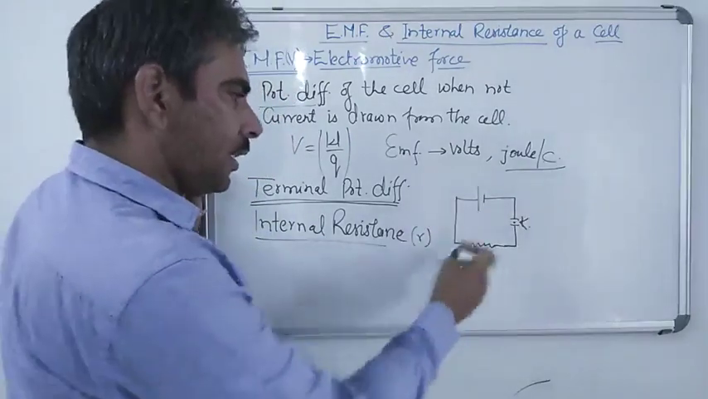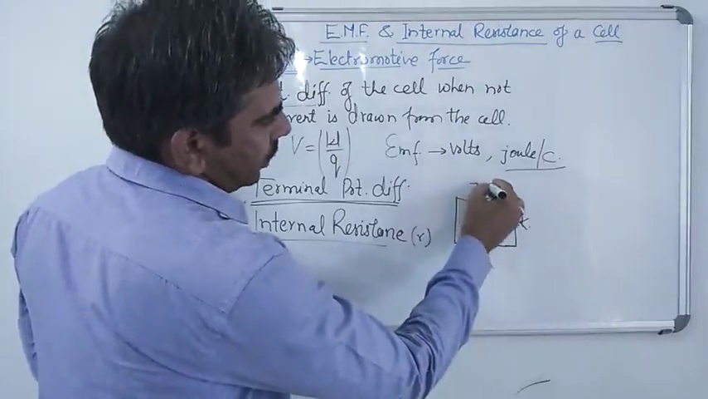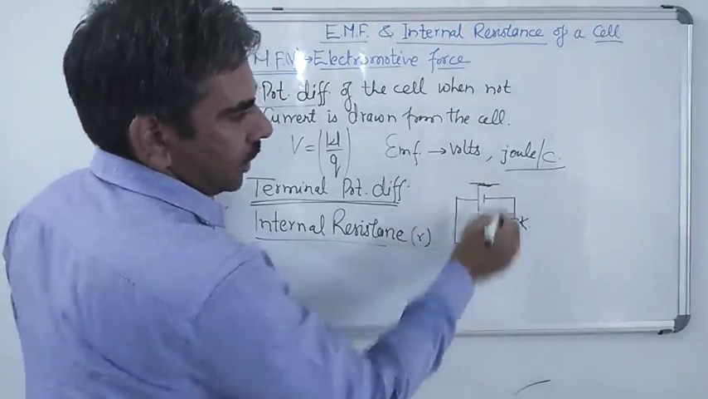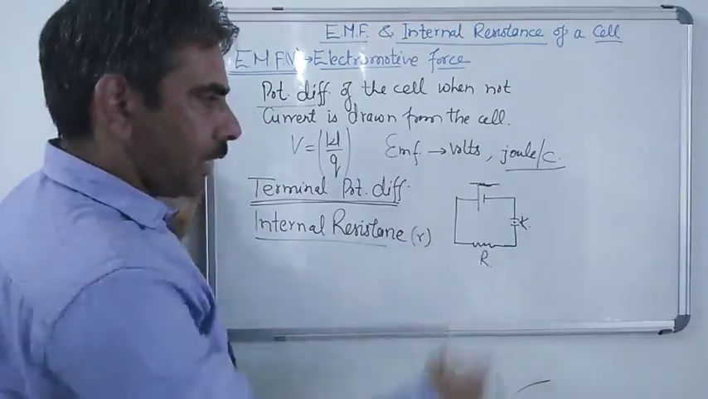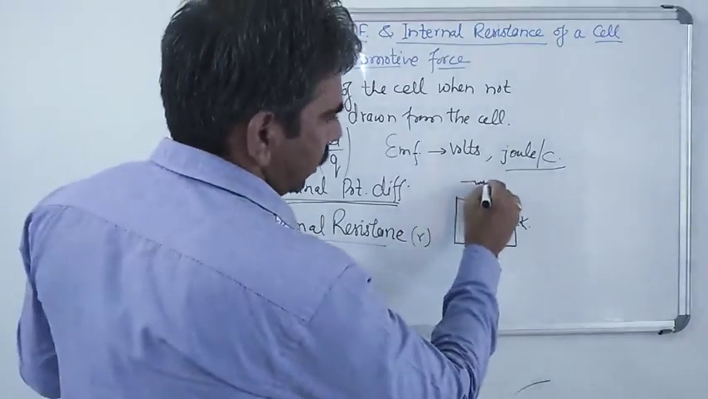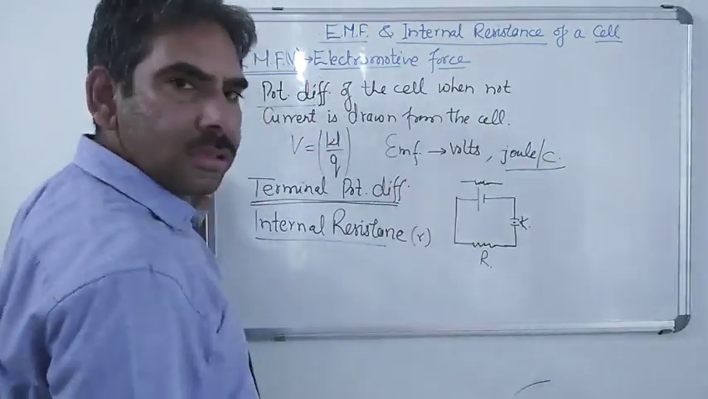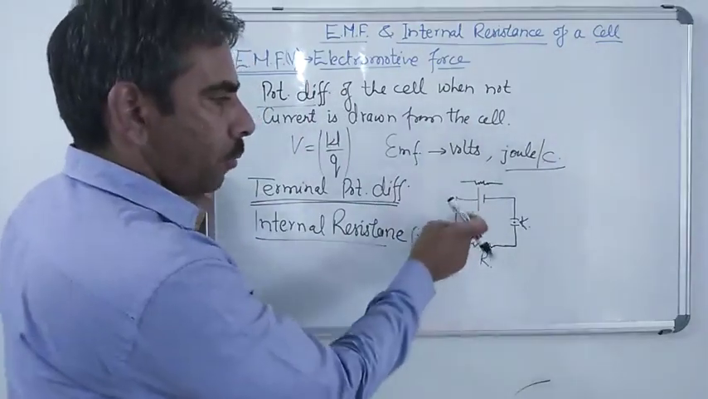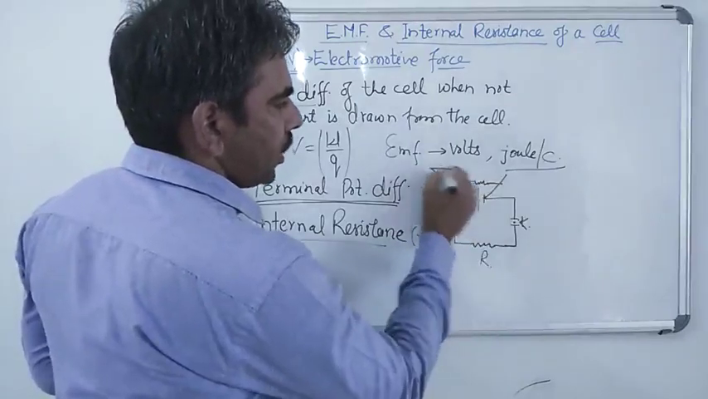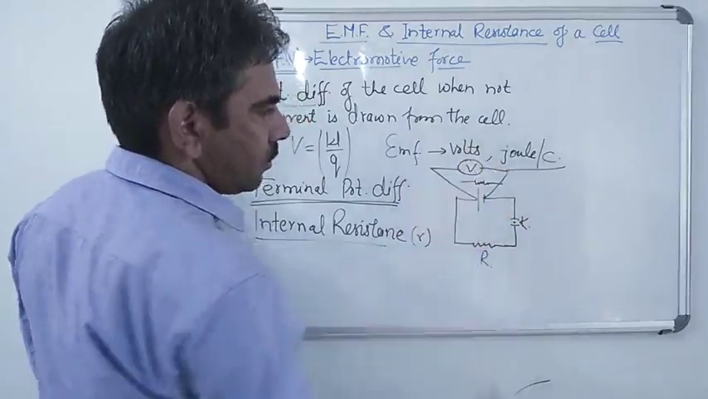Now the cell is getting used in the circuit, and also there is some internal resistance of the cell, which we can represent just like this, or we can simply write the value of the internal resistance. So this is the internal resistance. Due to this internal resistance, there is some drop across the terminals of the cell, which we can measure with the help of a voltmeter of very high resistance.